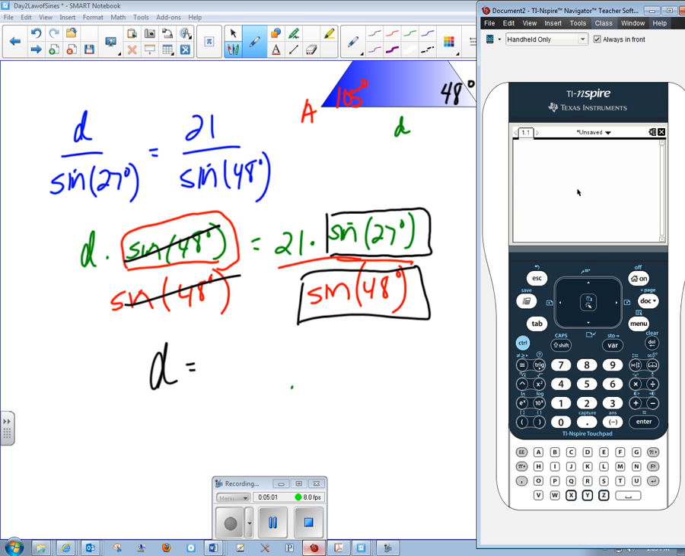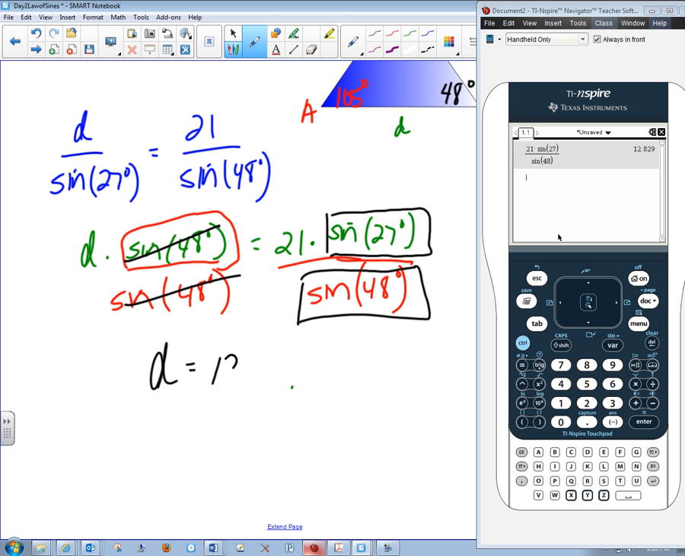Go to current. And now we'll type exactly as you see it, a fraction. On top it's 21 times the sine of 27 degrees. We'll go down the bottom. On the bottom it's the sine of 48 degrees. And we'll hit enter. And we come up with a number. It's not a degree measure, it's just a number. It's 12.829. But after all, we were looking for the length of a side, so it shouldn't have any degrees on it. We should have rounding instructions for a problem like this. If we round it off to the nearest tenth, then we'd be left with d is equal to 12.8, whatever units we have in the problem.